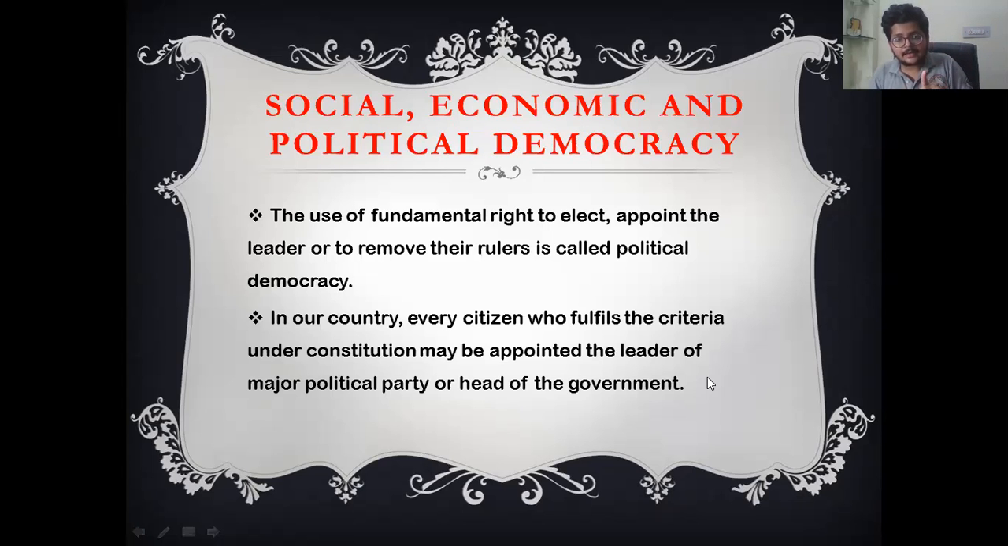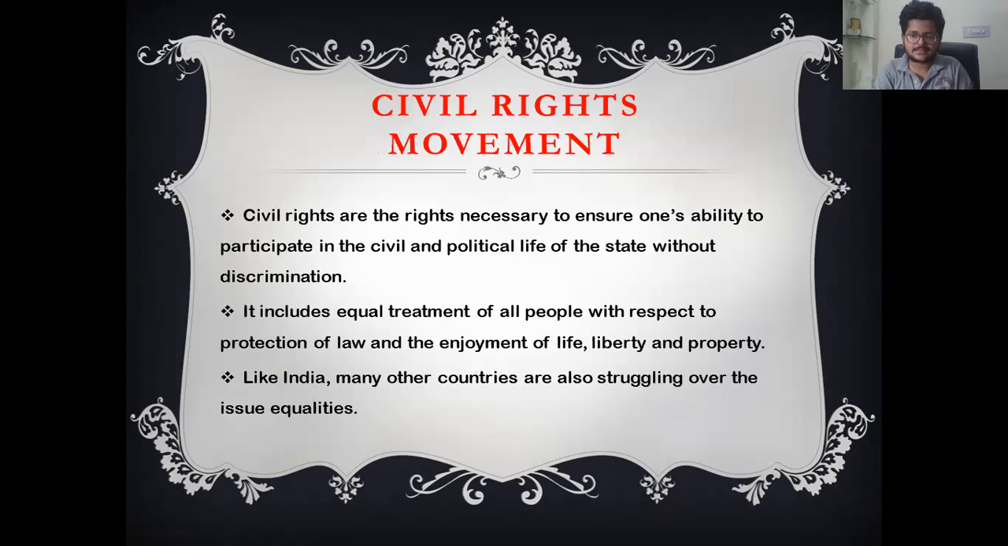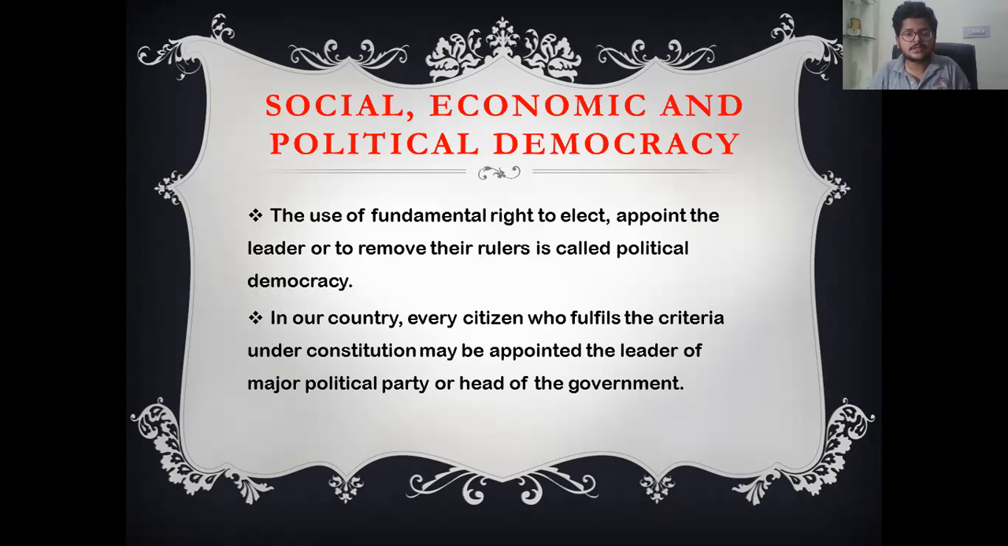So the leader of the major political party, like the BJP, went into elections on the name of Narendra Modi. Narendra Modi has got the maximum number of votes. So he is elected as the leader of the major political party and the head of the government. Okay, next. What is it talking about here? So what is political democracy?